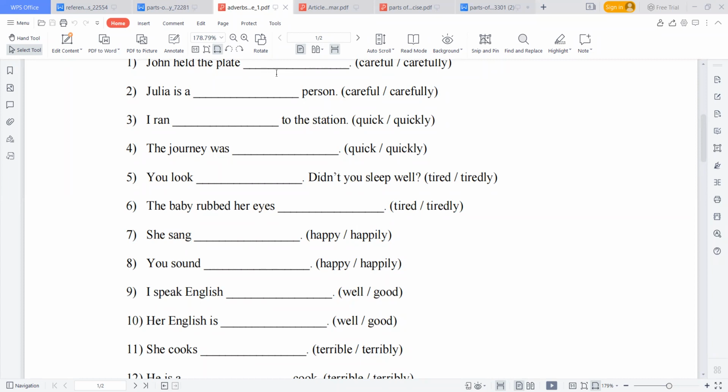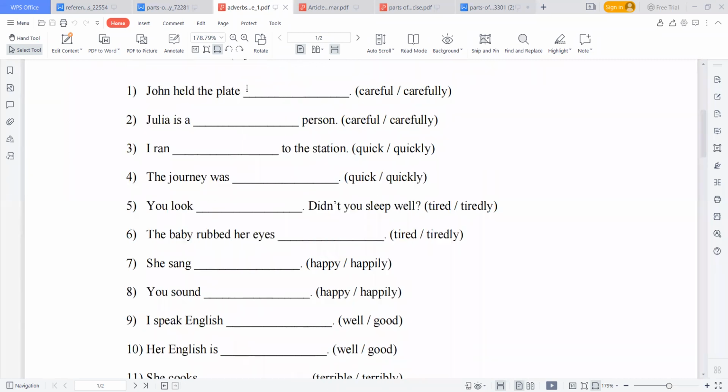Okay, so before telling me the answers, just let me know what kind of word will come, adjective or adverb. Whether they are looking for the word that describes John or the word that describes held. Okay, so we need a word for held. Next, Julia is a dash person. Adjective. Very good.